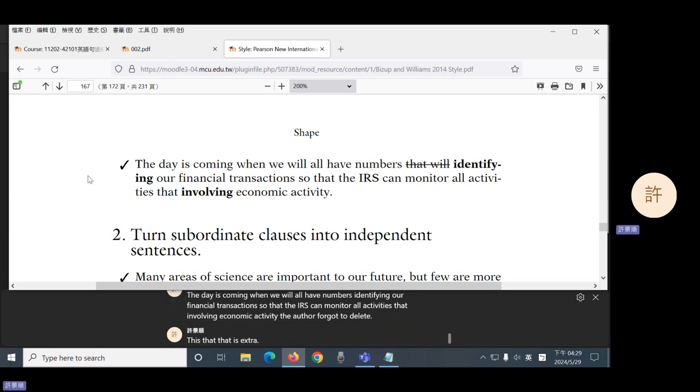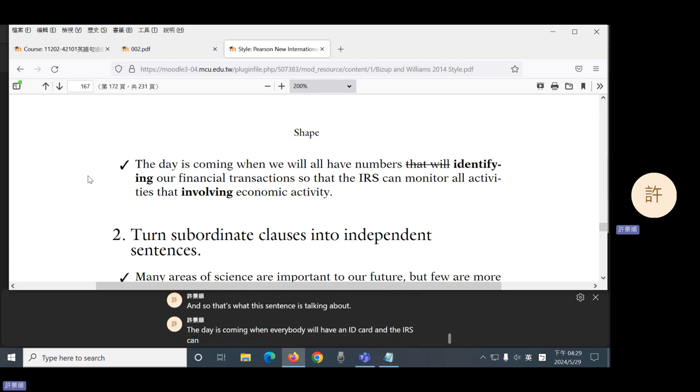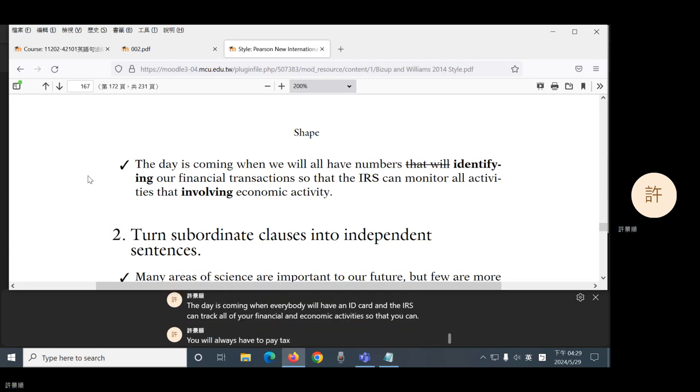Okay, to understand this example, you should also know that the United States does not have standard ID cards. Americans don't have this thing. So that's what this sentence is talking about. The day is coming when everybody will have an ID card and the IRS can track all of your financial and economic activities so that you will always have to pay tax.